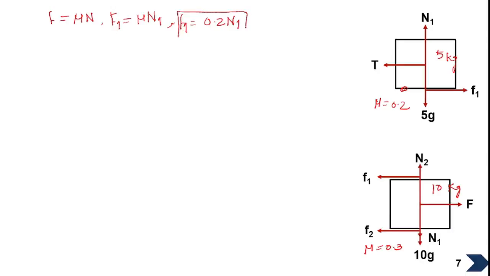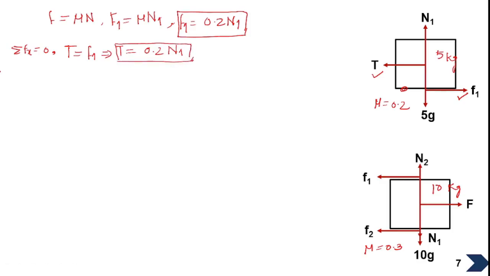Now we can apply the equilibrium condition. Let us apply sigma Fx equals 0 first. In the x direction we have force F1 and we have T. So T is equal to F1, which implies that T is equal to 0.2 N1. Let us keep this also with us.